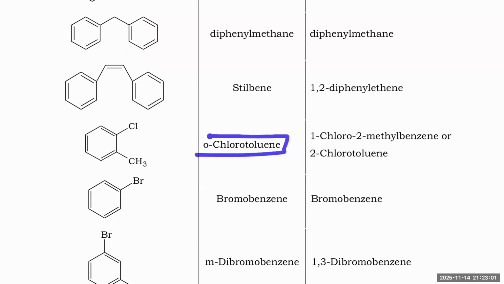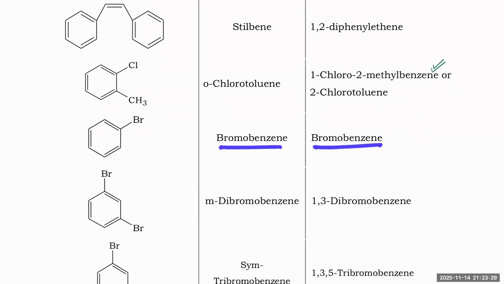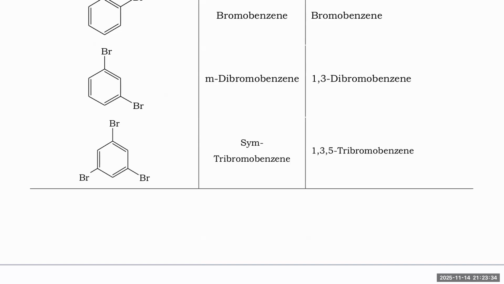Next, we have chlorotoluene as the common name, orthochlorotoluene. The IUPAC name is 1-chloro-2-methyl benzene. You can use toluene as the complete function also. But if you ask me, always try to see this one first in the options. If the IUPAC name is asked, always try to see in the form of benzene first. Next, bromobenzene. Next, meta-dibromobenzene or 1,3-dibromobenzene. This is sym-tribromobenzene. It is called 1,3,5-tribromobenzene.